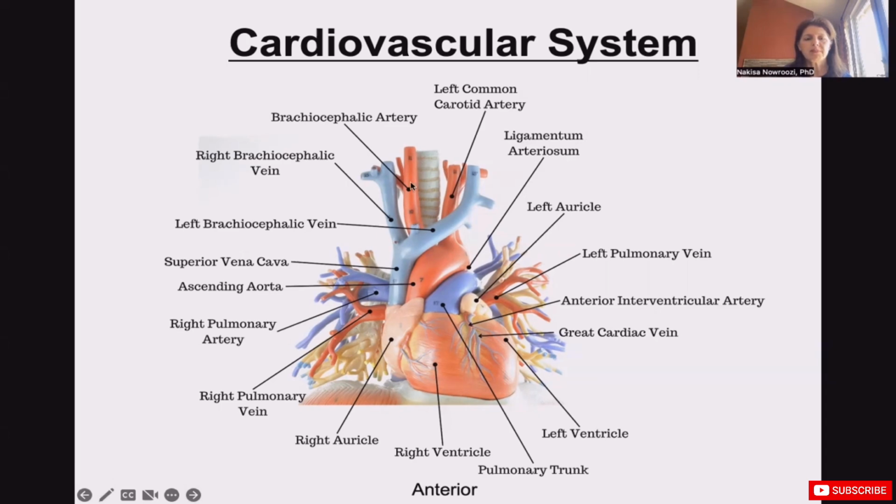Branches of aorta is brachiocephalic artery here, left common carotid artery, left subclavian artery is this one right here, that's not marked. We have superior vena cava branched into left brachiocephalic vein and right brachiocephalic vein. Here again, we see great cardiac vein and we see anterior interventricular artery. Red is the artery, blue is the vein. They're sitting inside the anterior interventricular sulcus between the two ventricles.